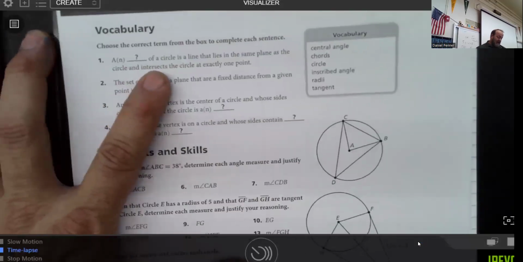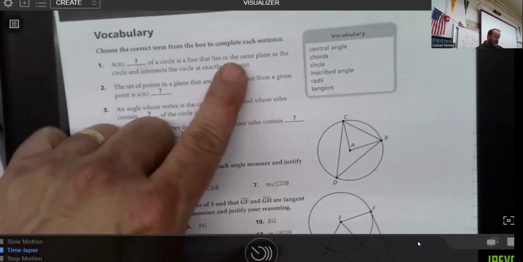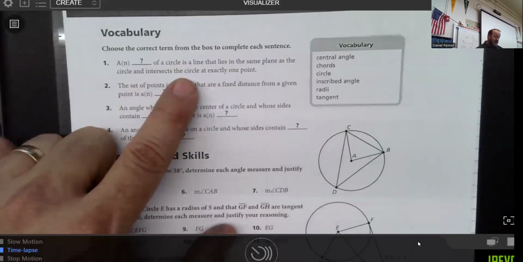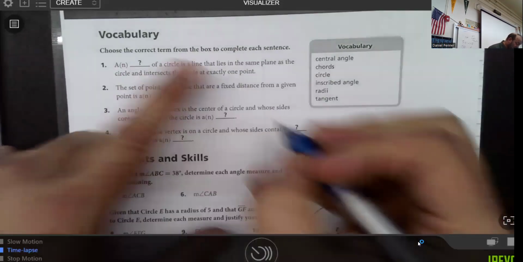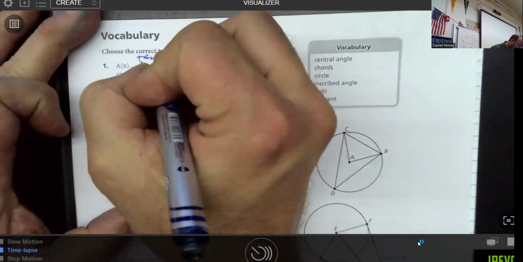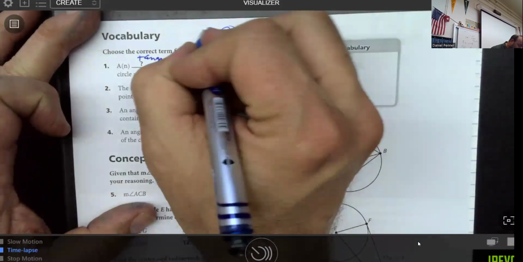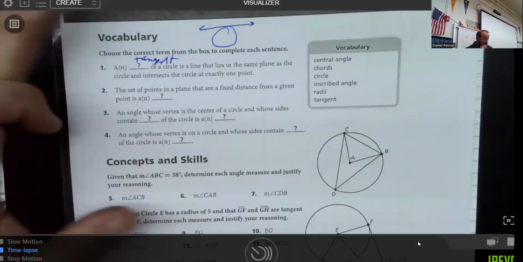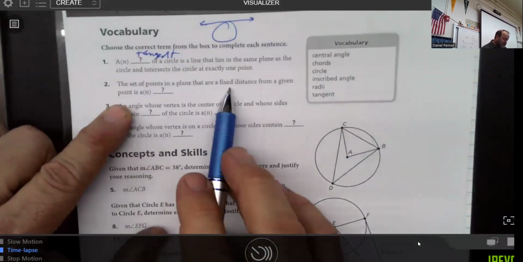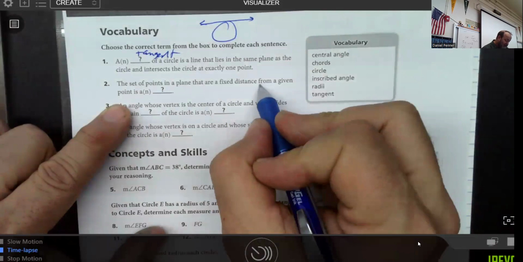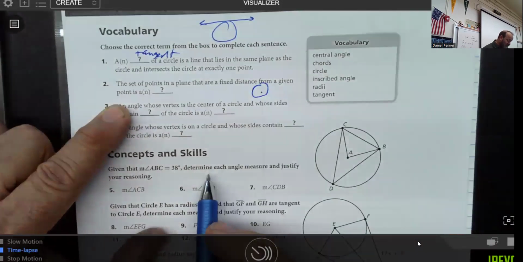So our review starts right here with a little bit of vocabulary. A blank of a circle is a line that lies in the same plane and intersects a circle in exactly one point. Well, that's a tangent. A line that intersects a circle in exactly one point is known as a tangent. Okay, number two, the set of points in a plane that are a fixed distance from a given point is actually the equation of a circle.